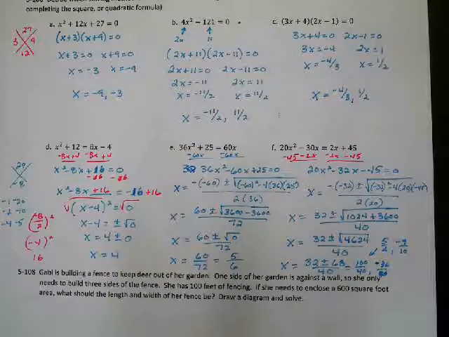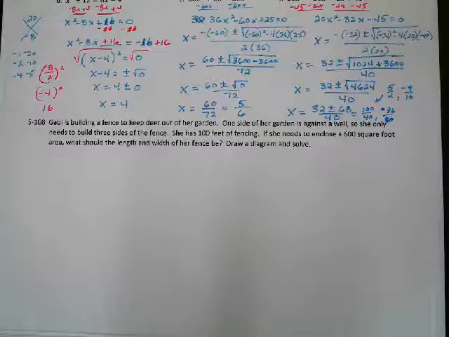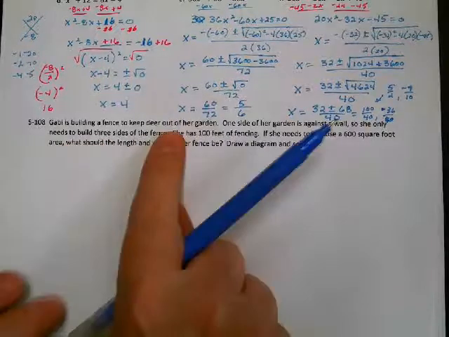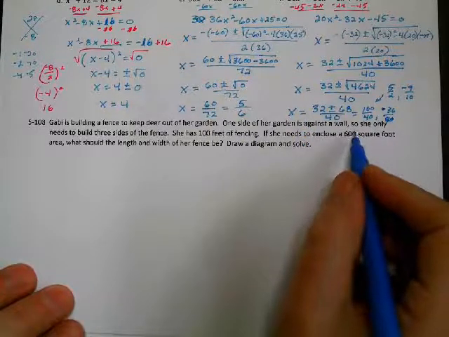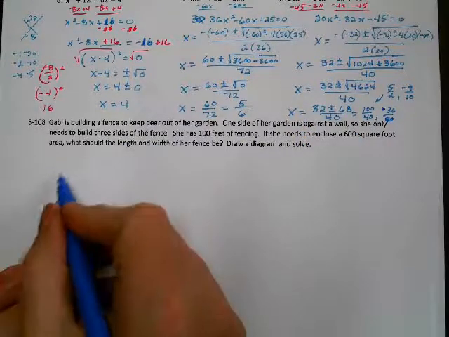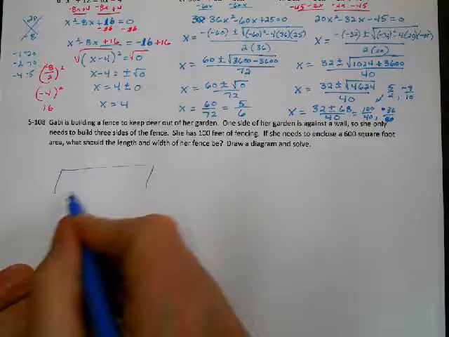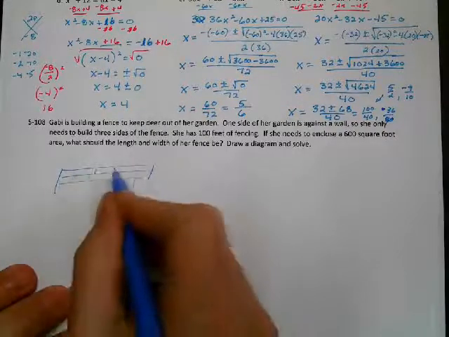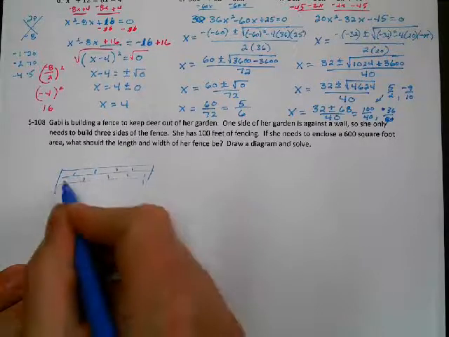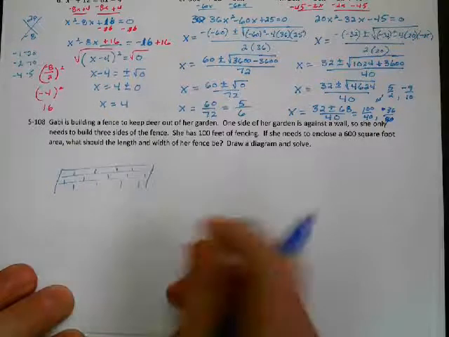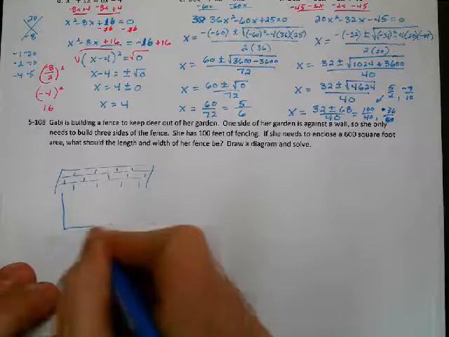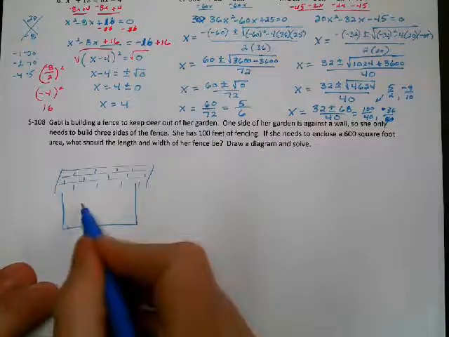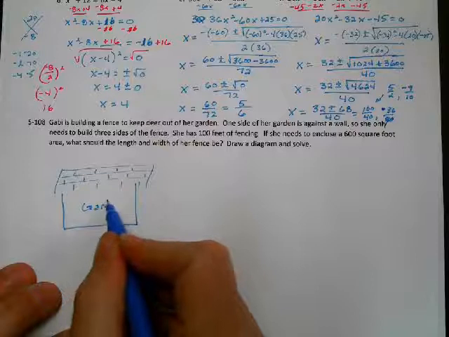All right, word problems. 2 word problems, then we're good to go. Gabby is building a fence to keep deer out of her garden. One side of her garden is against a wall, so she only needs to build 3 sides of the fence. Okay, so I've got a wall here. There's my little brick wall. So she's got a wall there, and she's going to build a fence off of that wall. So here's the garden. So she's got 3 sides to the fence.